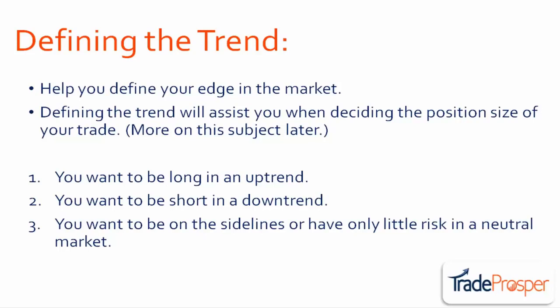So the three things I want you to remember are: you want to be long in an uptrending market, you want to be short in a downtrending market, or you want to be on the sidelines or have little risk on in a neutral market. Okay, so there we quickly identified how to see which way the market really wants to go. Now, I hope you see that that was pretty simple, very powerful, and something that professional traders use every single day. Next, I'm going to show you guys how to use price and the moving averages to profit in different trends.